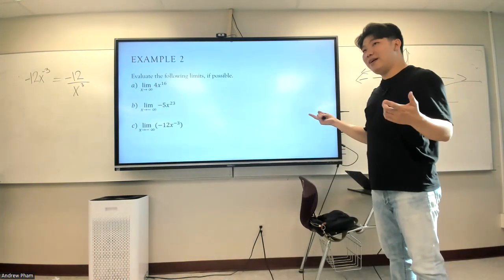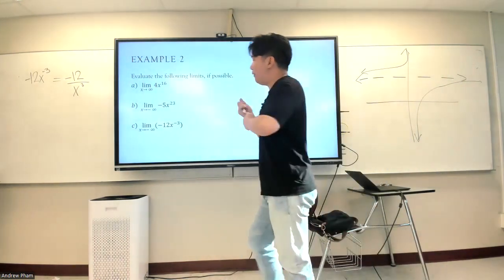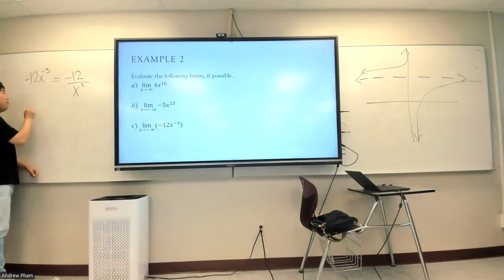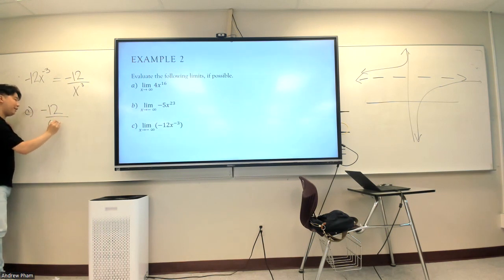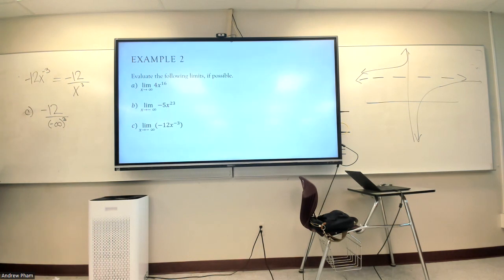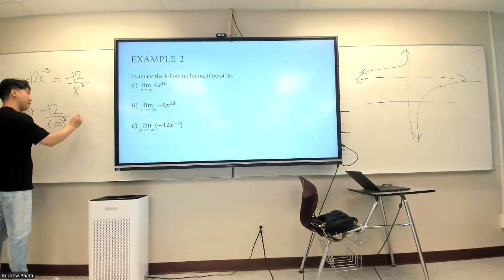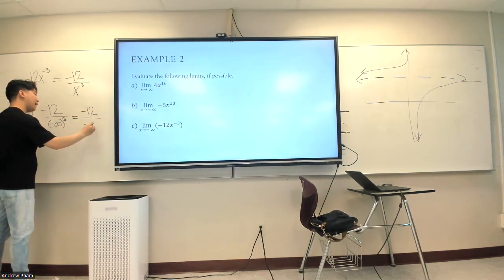All right, so now we're going to go ahead and try to, quote unquote, plug in negative infinity. So if I try to do the limit, part C, I get negative 12 over negative infinity cubed. Again, very informal about this. So what do you think happens whenever I do negative infinity cubed? Does it become a positive or a negative infinity? Negative, just again, negative cubed is still negative. So I get negative 12 over negative infinity.